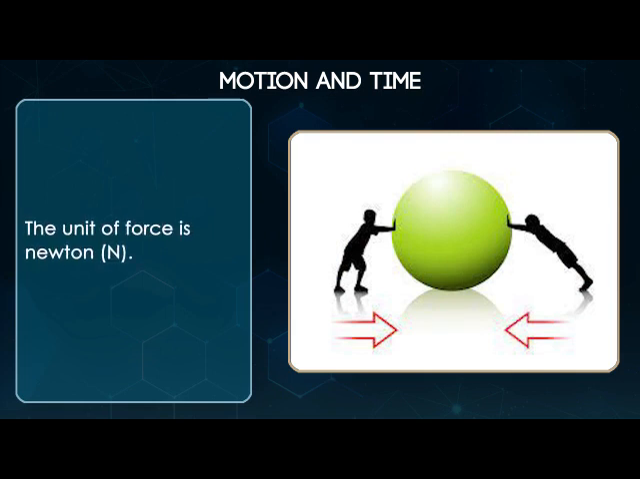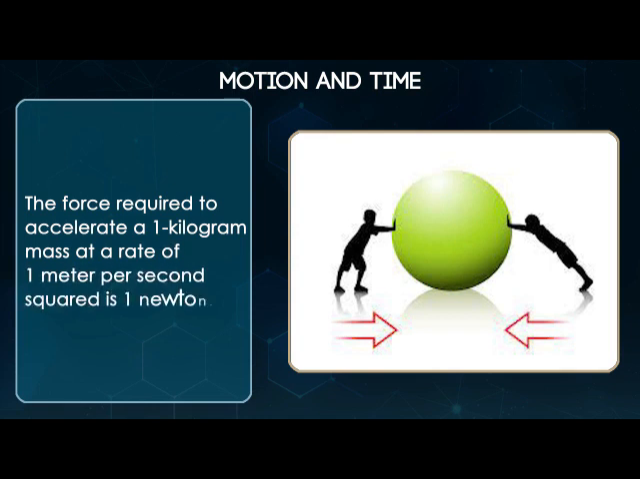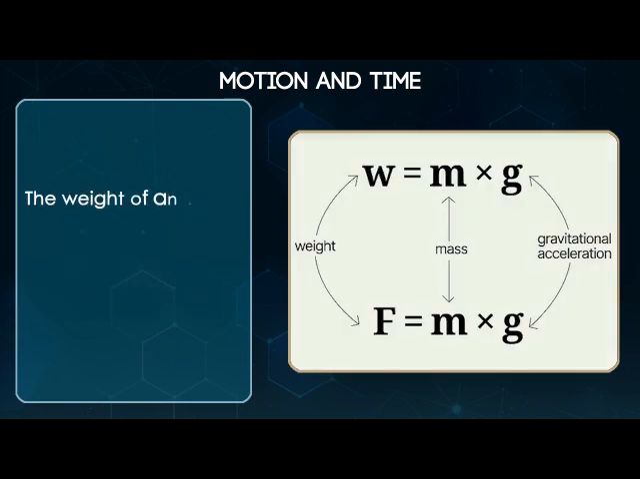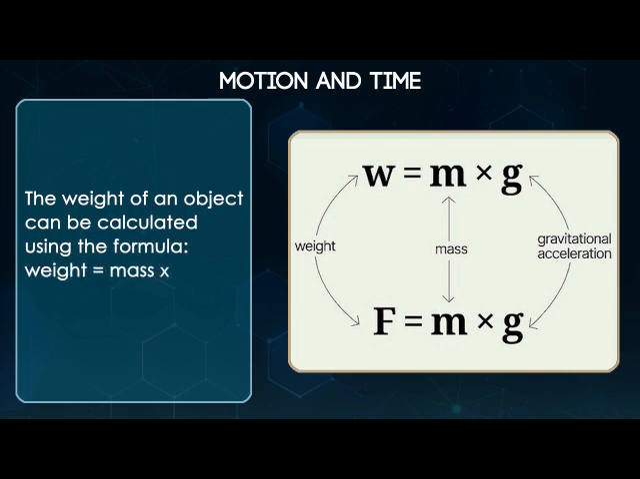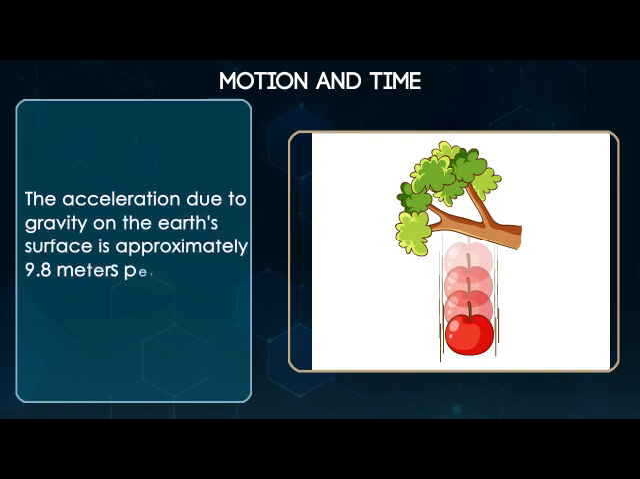The unit of force is Newton. The force required to accelerate a 1 kilogram mass at a rate of 1 meter per second squared is 1 Newton. The weight of an object can be calculated using the formula weight is equal to mass into acceleration due to gravity. The acceleration due to gravity on the Earth's surface is approximately 9.8 meters per second squared.